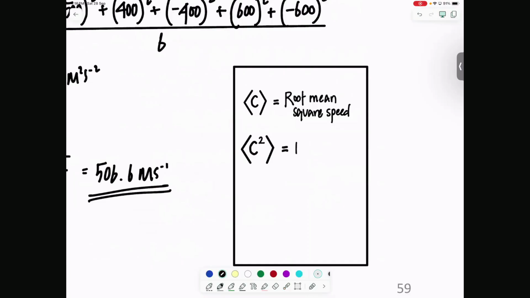Okay. So I know you might be wondering, why are we dealing with this? Because in the exam, they'll literally ask you, what is the mean square speed? And then they'll ask you, what is the root mean square speed? So they're two different quantities. Okay. So this is mean square speed.